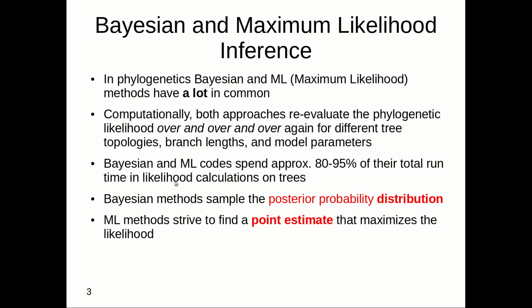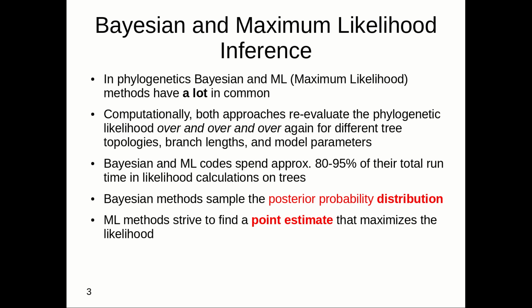So as I've outlined before, in phylogenetics, Bayesian and maximum likelihood methods actually do have a lot in common. Computationally, both approaches reevaluate the phylogenetic likelihood function over and over and over again for different tree topologies, branch length values, and model parameters. To give you an idea, Bayesian and maximum likelihood codes spend approximately 80 to 95% of their total runtime in those phylogenetic likelihood calculations on different trees and different parameters.